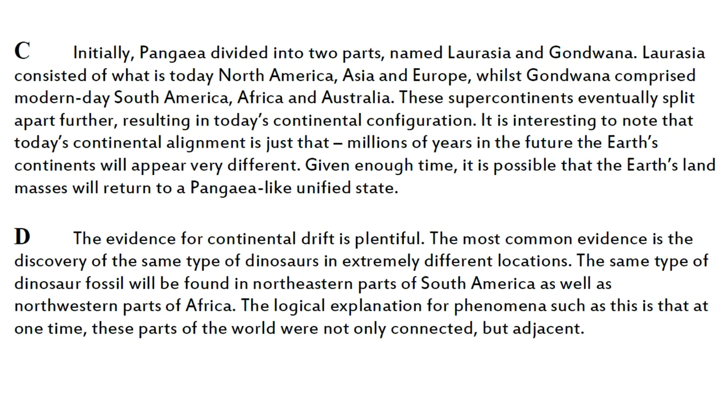Initially, Pangaea divided into two parts, named Laurasia and Gondwana. Laurasia consisted of what is today North America, Asia and Europe, whilst Gondwana comprised modern-day South America, Africa and Australia. These supercontinents eventually split apart further, resulting in today's continental configuration.